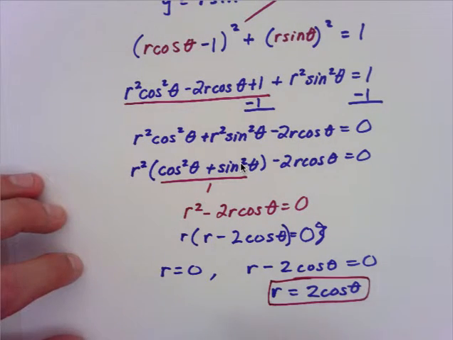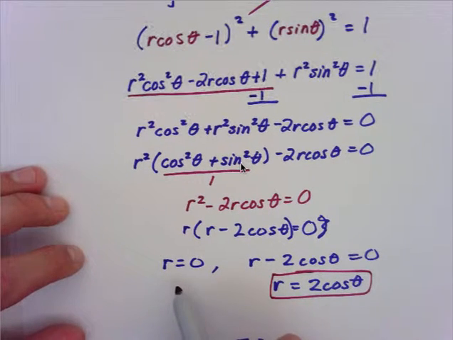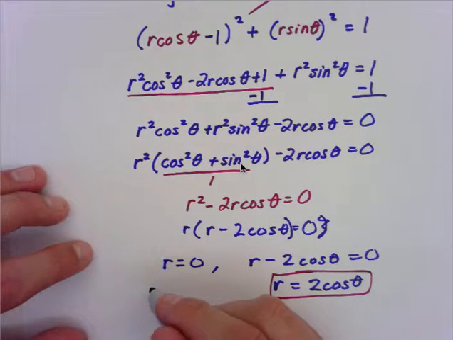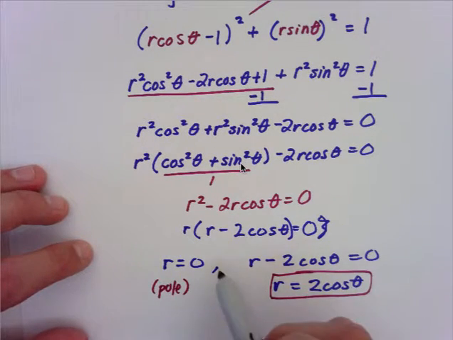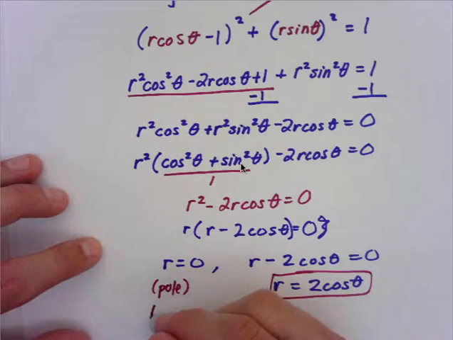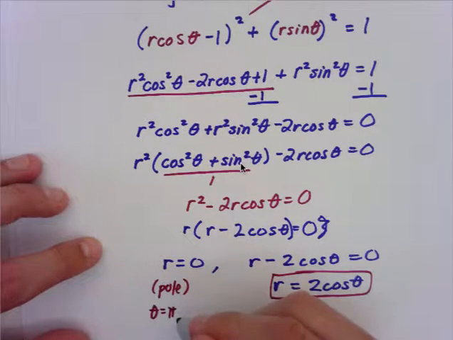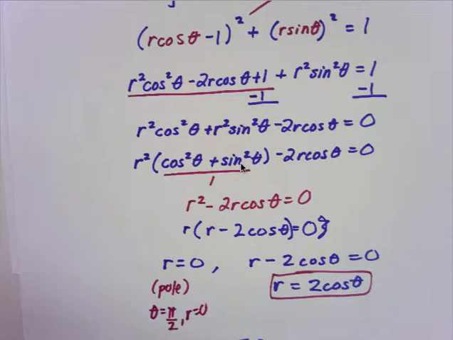Now, this is going to be our only answer. r equals 0 is a single point. We call it the pole. And it's actually included in this answer. So when we think of r equals 0, think of when theta equals pi over 2, r equals 0. So this is already included in this answer. So r equals 2 cosine theta is the only solution that we need to write.